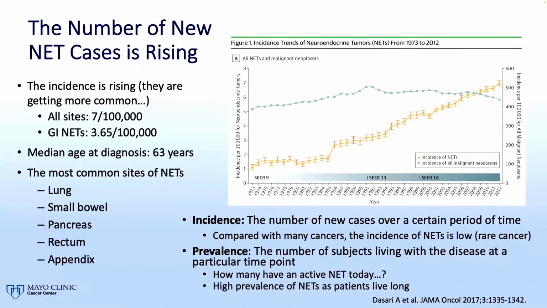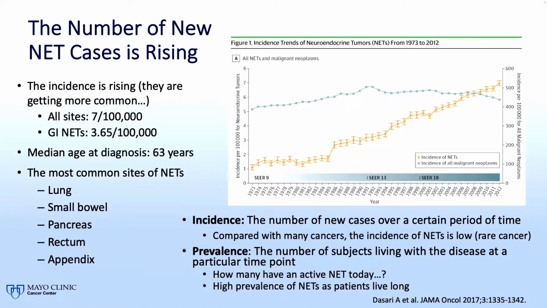Prevalence is a different number, and this is like epidemiology 101. Prevalence is the number of people living with the cancer at any given time point. So if I were to poll everyone in the U.S. and say, do you have a neuroendocrine tumor or not, and I would get a number, assuming everyone got back to me, that would be the prevalence number. That's the number of people dealing with it at that given time.